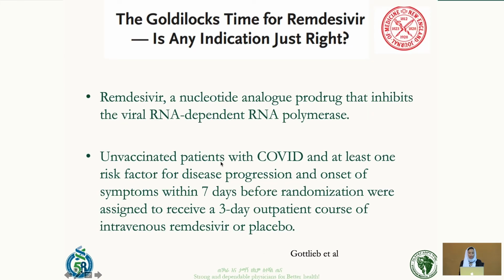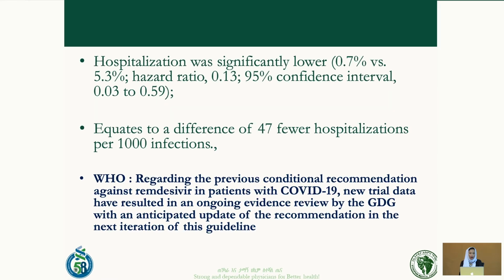Another study done by Gottlieb and his colleagues has shown that they did a study on unvaccinated patients with COVID, and at least one risk factor for disease progression and onset of symptoms within 7 days before randomization. So they gave them 3 days of outpatient intravenous remdesivir, and they compared it with placebo. And what they found was hospitalization was significantly lower for those on remdesivir. Meaning for us, for simple understanding, it equates to a difference of 47 fewer hospitalizations per 1,000 infections. So that is a significant number.